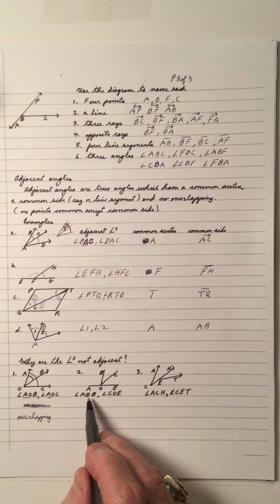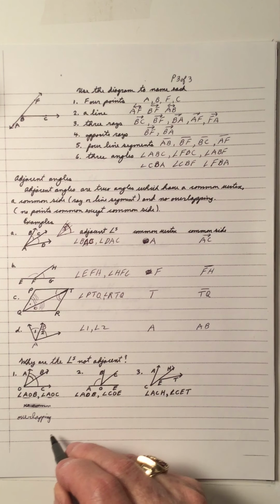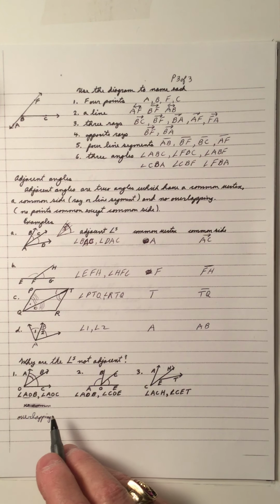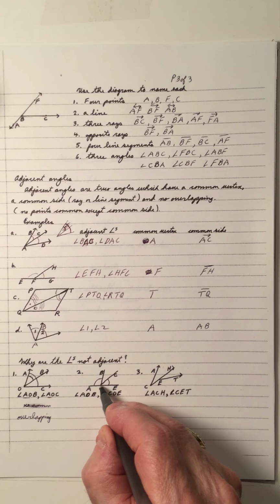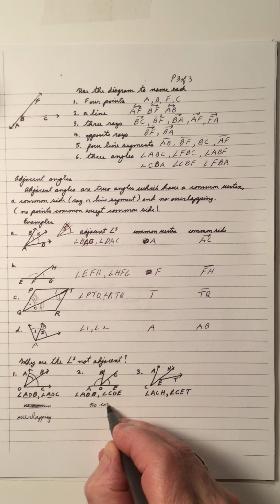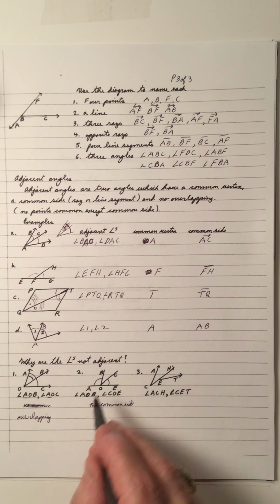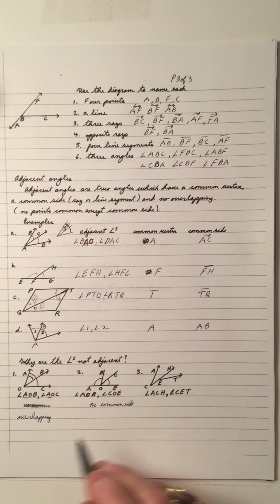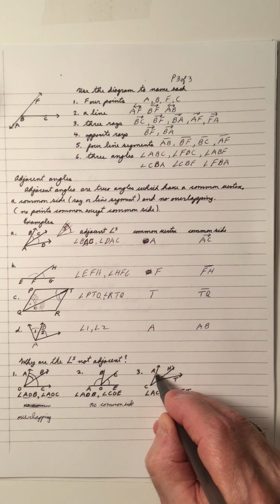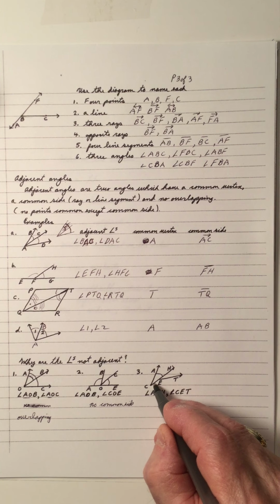Number 2, why are these two not adjacent? Let's see. AOB is this one, and COE, that one. And you could say, well, they have a common vertex, which is O, but there's no common side. So they're not overlapping. There's a gap between the two of them. And number 3, ACH. ACH is this one. And CET. CET is this one.